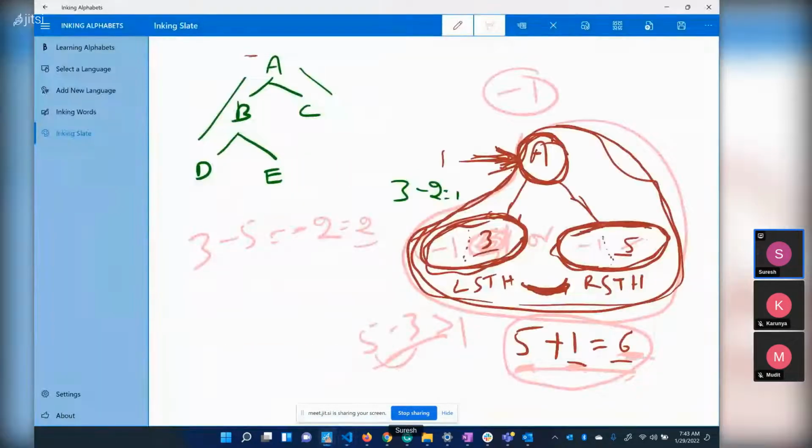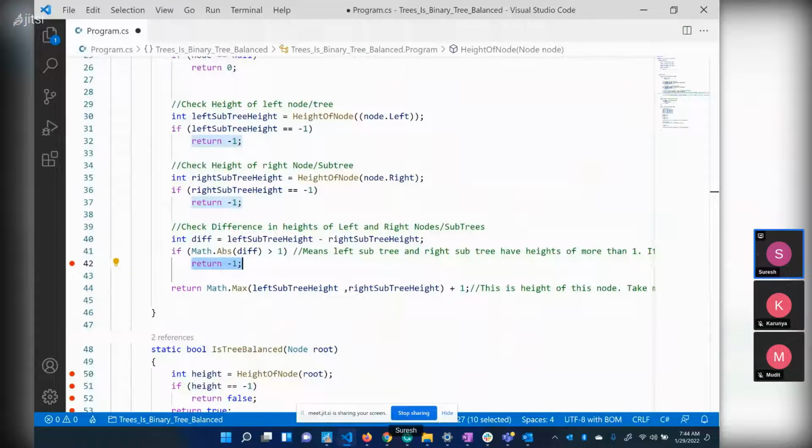Don't return 6. In fact, the height, if you're starting at A, the height is 6, but instead of returning 6, we are returning minus 1. This is how they will return the minus 1.